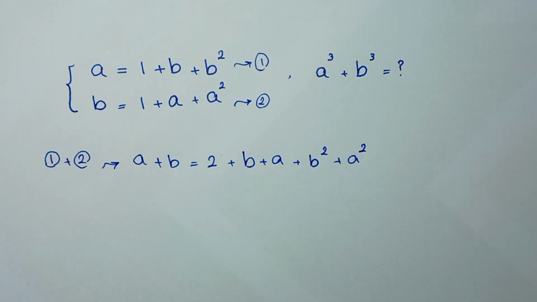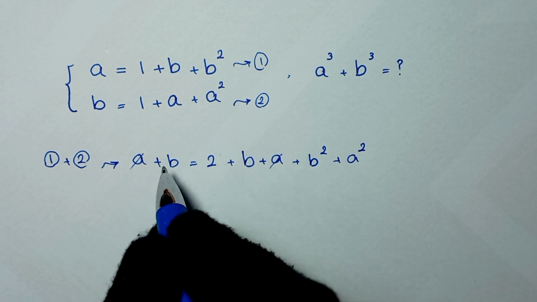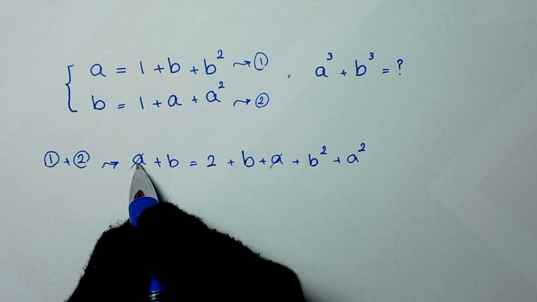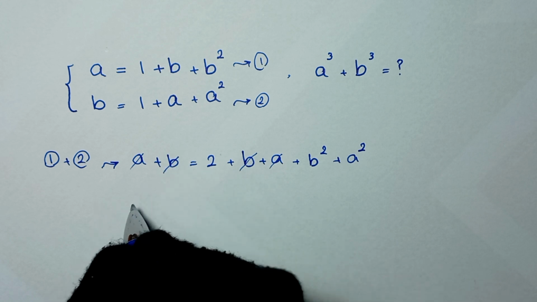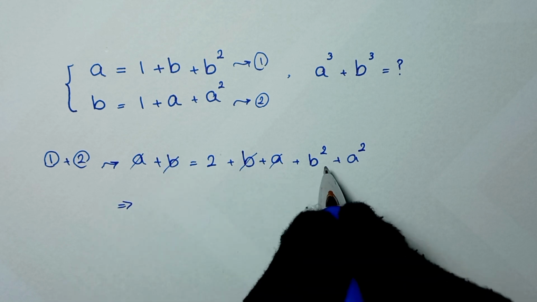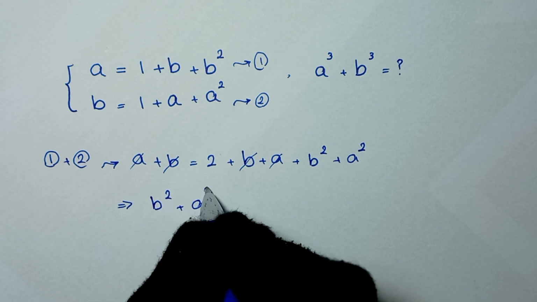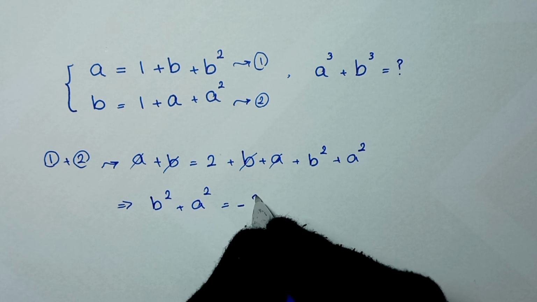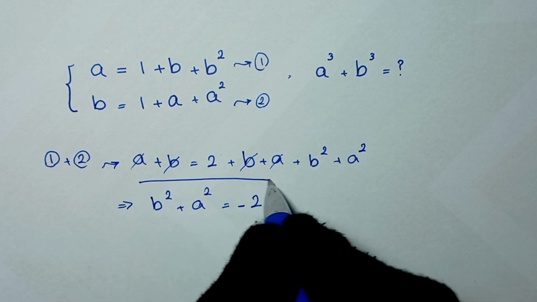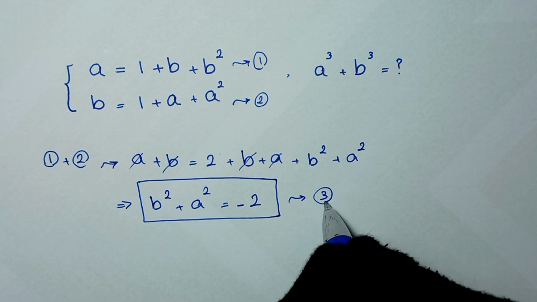And it will be in here, this a will cancel this a, right? This to this side, it will be negative a, and plus this a, it will be 0. And this b will cancel this, and it will be b square plus a square is equal to, we take this 2 to this side, and it will be negative 2. And we let this as equation 3.